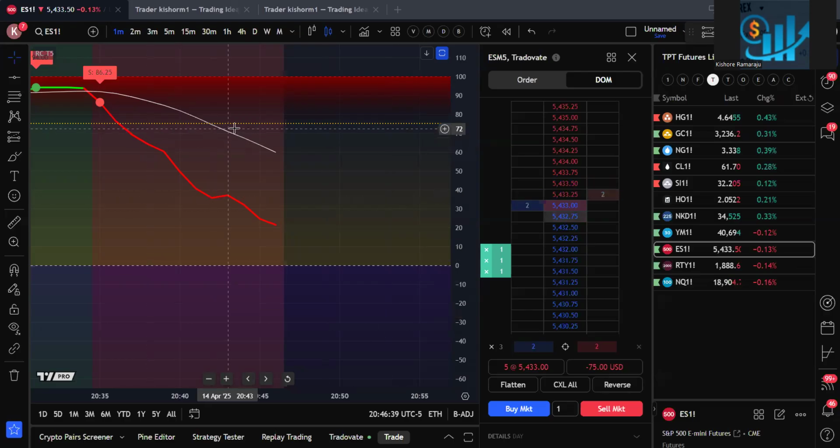So one is you look for the gap between both the lines. Second thing is to see whether it is pointing towards the downside or towards the upside.